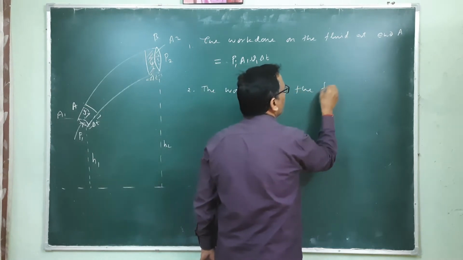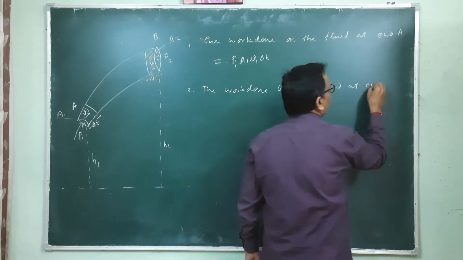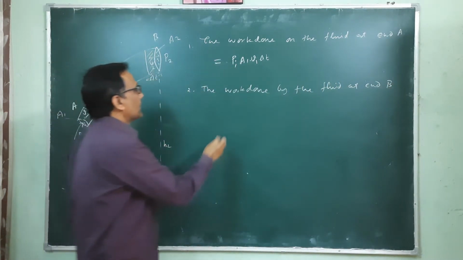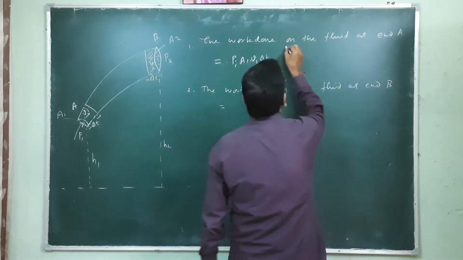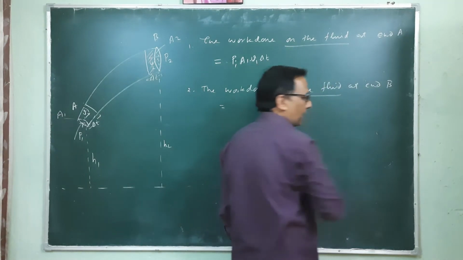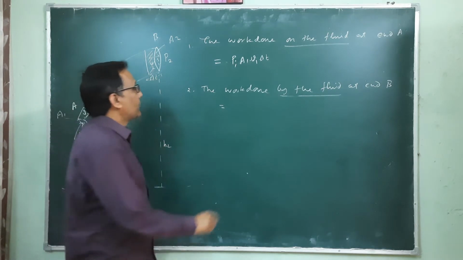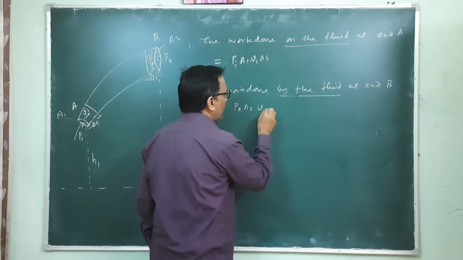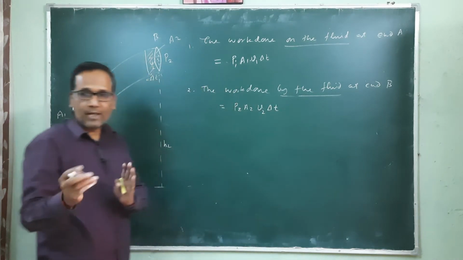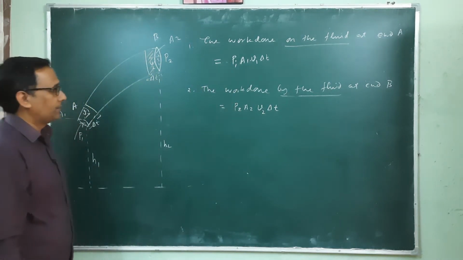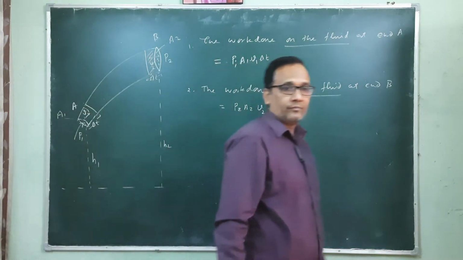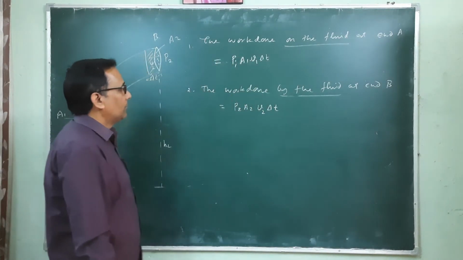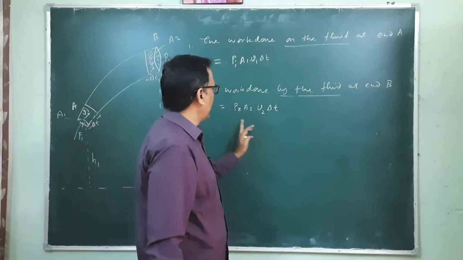by the fluid at end B is equivalent to P2 multiplied by A2 multiplied by V2 delta T. Remember, this one is by the fluid, the earlier one was on the fluid. The time is the same, in the same time the shifting is taking place. It is just coming out from the second end. So this is the work done by that fluid.